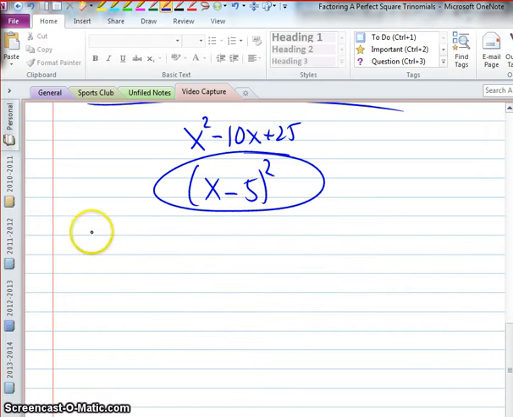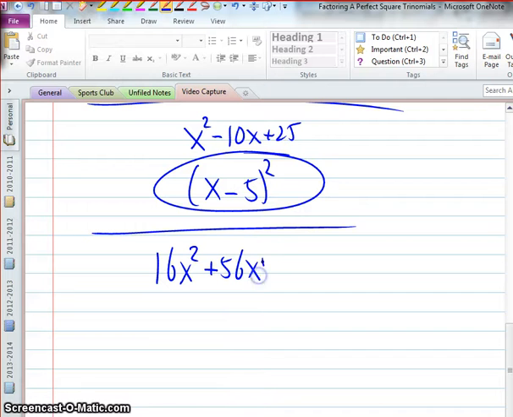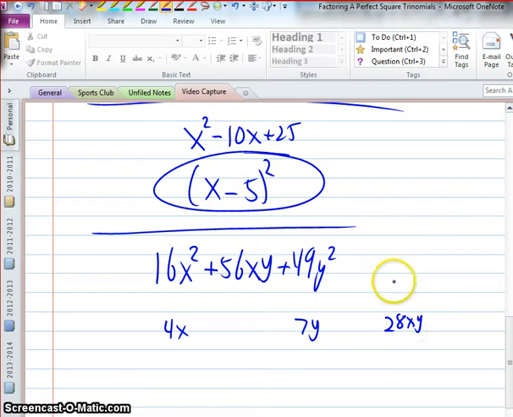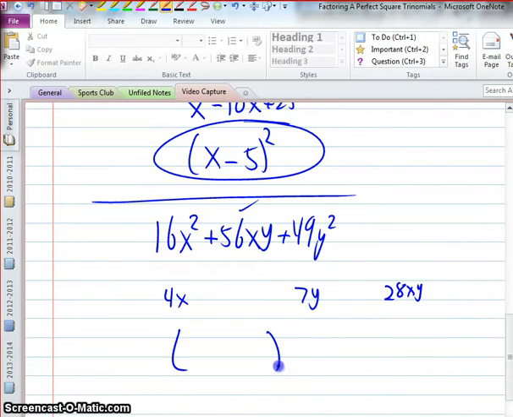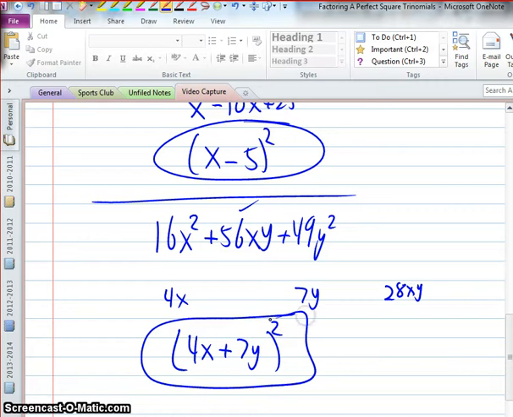Even if the numbers are sometimes bigger. For example, what if you had 16x squared plus 56xy plus 49y squared? Well, ask yourself, is 16x squared a perfect square? I believe it is, as is 49y squared. If I take the square root of both terms, I get 4x and 7y. Multiplied together makes 28xy times 2 is, in fact, 56xy. It is a perfect square trinomial, so square root of the first term, sign of the middle term, square root of the last term, squared.